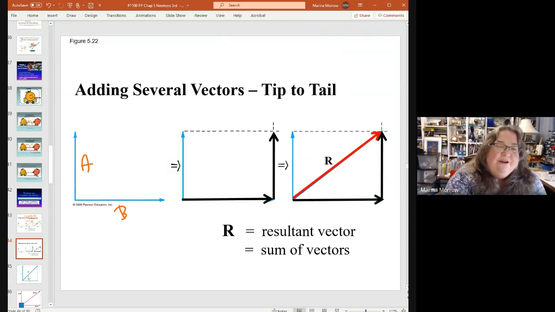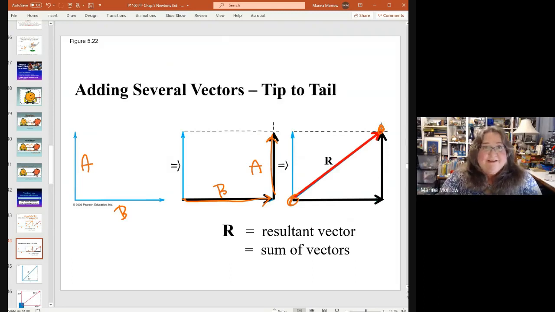So for this one, you take the tip of one vector and put it to the tail of the next one. So my B and my A. And then your resultant goes from the tail to the tip. Okay, so it looks the same, right? It should be the same. It's the same resultant, just gotten a little bit differently.